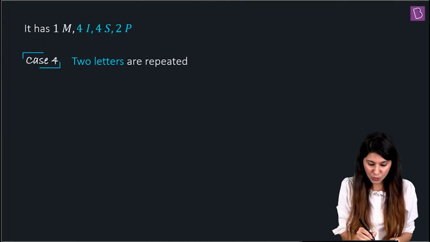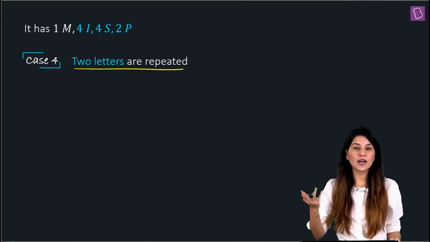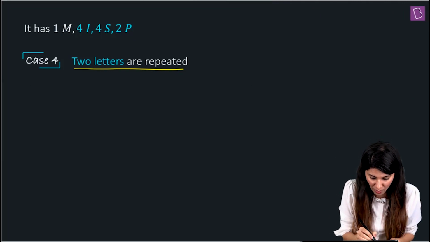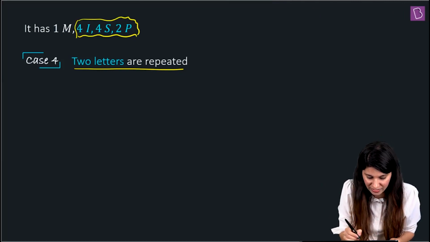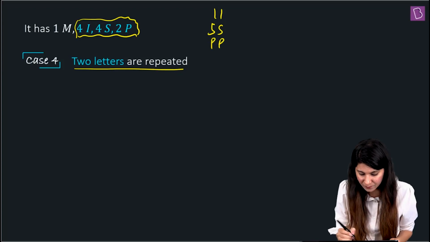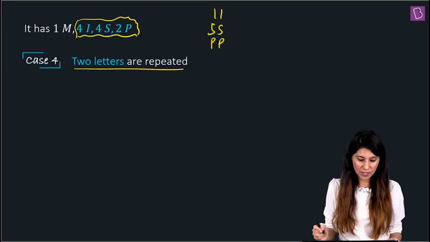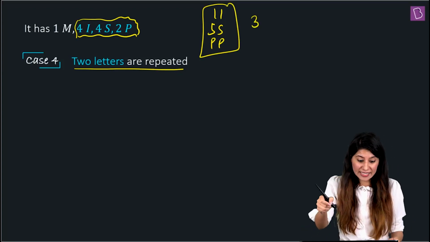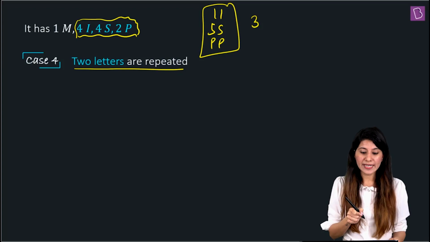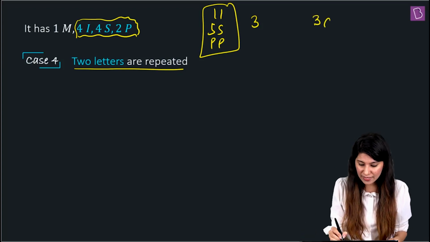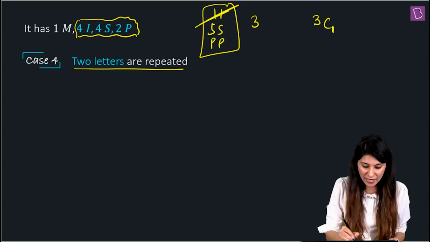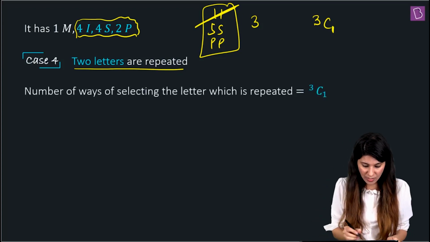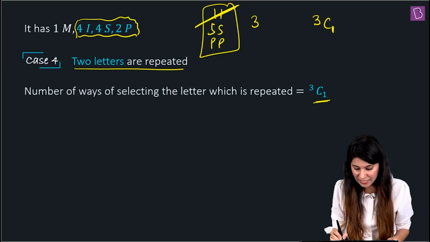So case 4 is saying 2 letters are repeated. That simply means that the other 2 letters are not repeated. Okay, so 2 letters are repeated. That means you have choices. So out of these, I, S, S, P, P, you want 2 letters repeated. So out of these 3, you want exactly one pair, right? So 3C1 ways you can do that, isn't it? So the number of ways of selecting the letters which are repeated is 3C1.